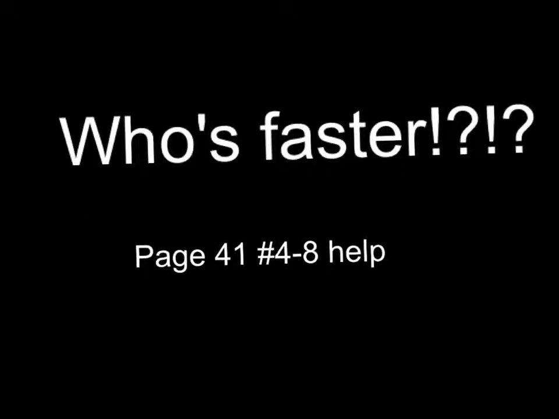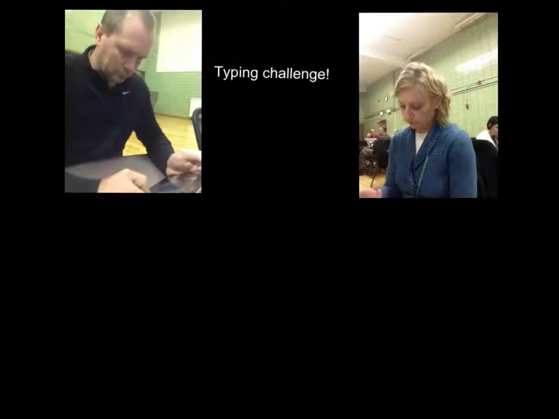Welcome. This video is meant to help you understand page 41, numbers 4 through 8, and to tell me who is faster by making some proportional statements and then scaling them down. So we're going to take a look at Mr. Johnson and Mrs. Pop. They're going to take a typing challenge.